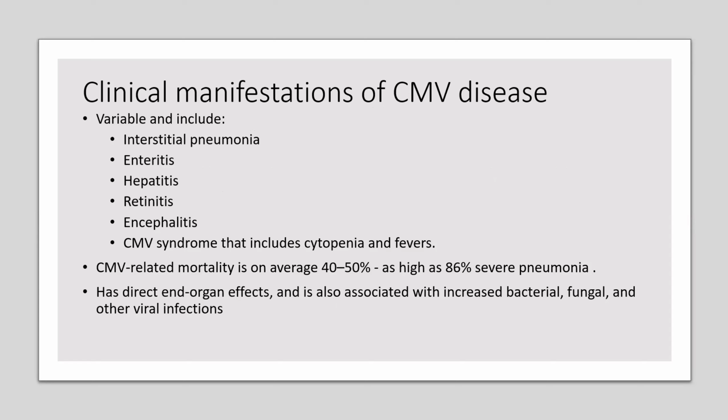So what are some of the clinical manifestations? Patients may develop interstitial pneumonia, enteritis, hepatitis, retinitis, encephalitis, and a CMV syndrome that includes cytopenia and fevers. CMV-related mortality on average is 40 to 50%, and as high as 86% in severe pneumonia. CMV also has direct end organ effects and is also associated with increased bacterial, fungal, and other viral infections.